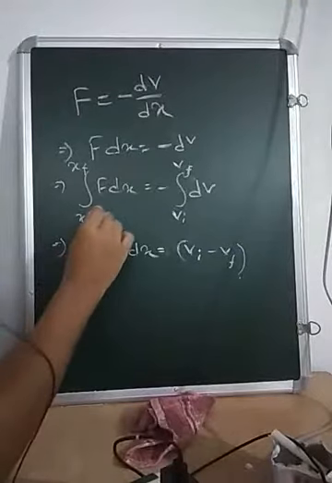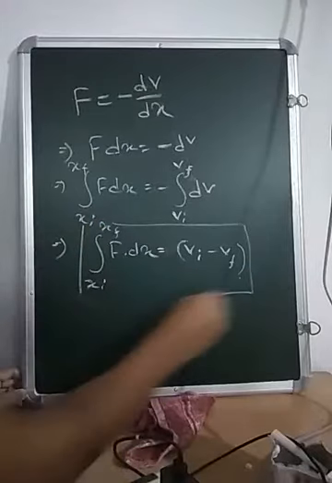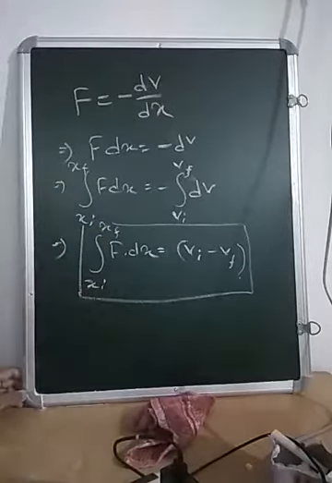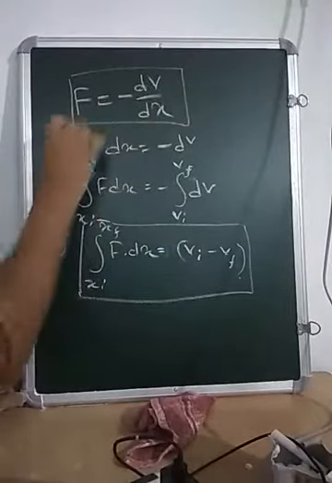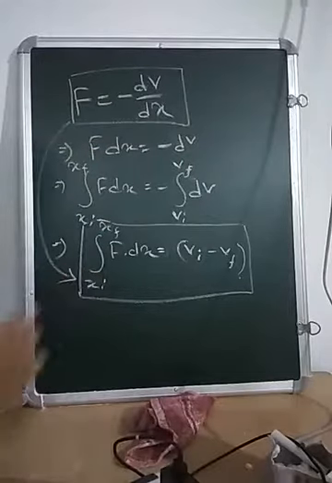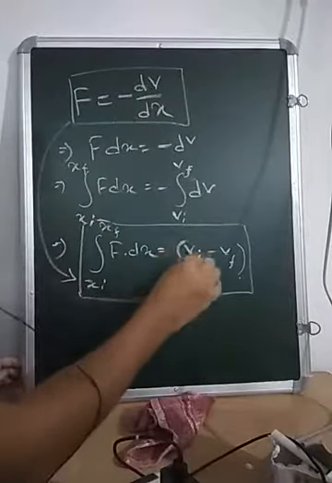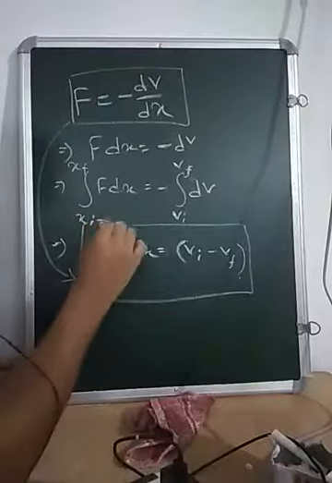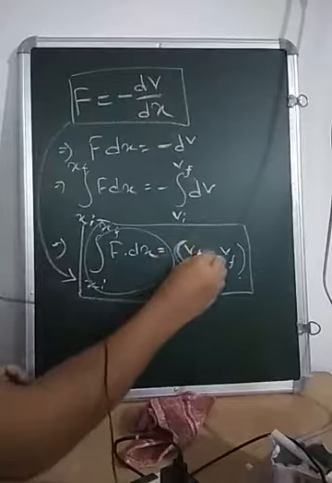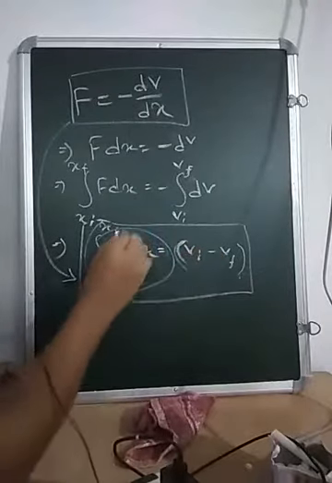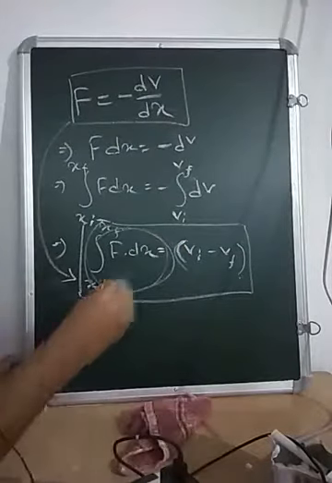So this is how we represent conservative force. This is the condition for conservative force, and from here we can obtain this. So in case of conservative force, the difference in potential energy gives the work done by that force, for the displacement from xi to xf position.